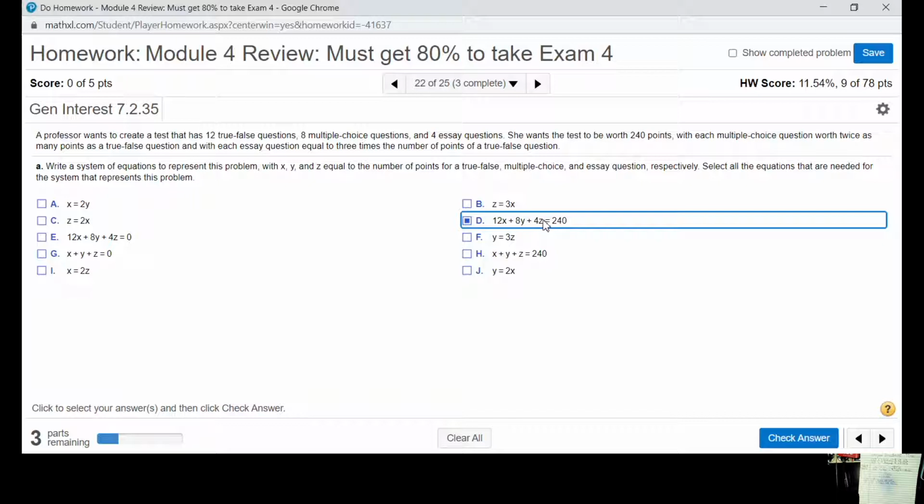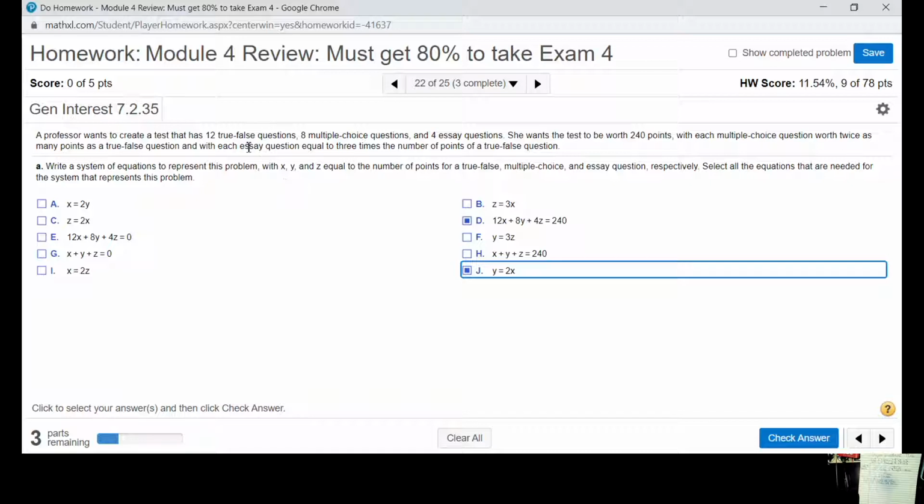That's our first one. That's probably the hardest one. Now, the other ones, multiple choice question is worth twice as many points as a true false question. All right, so they're saying that the Y value is worth twice as many as the X value. So wouldn't that say Y is equal to 2 times X? X is the true false, double that and you get Y. So you get 2X equals Y or Y equals 2X. Where is it? Right there.